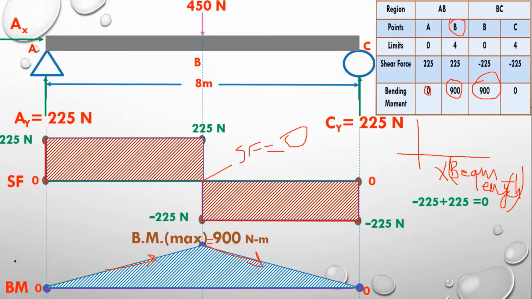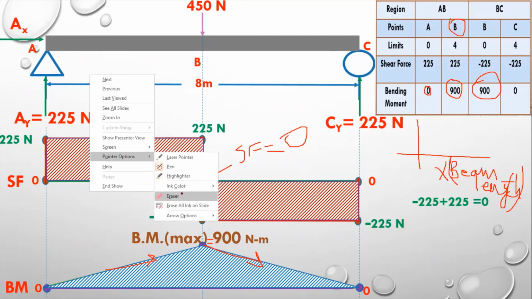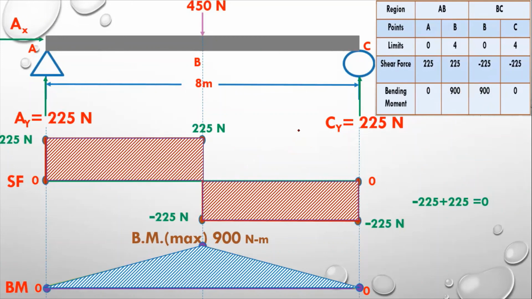So this is the way to draw or construct the shear force and bending moment diagram. Hopefully you will understand, and keep it in your mind that wherever shear force is equal to 0, the bending moment will be your maximum. So let me rub all the mess that I have done on the slide, and I move it towards the end.